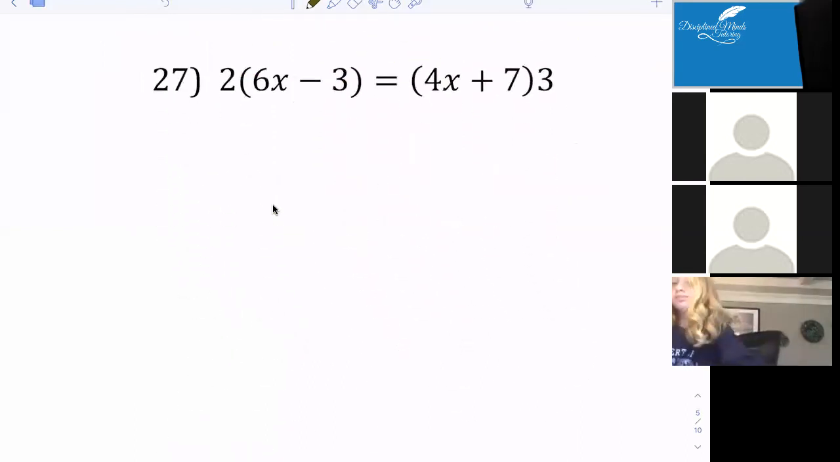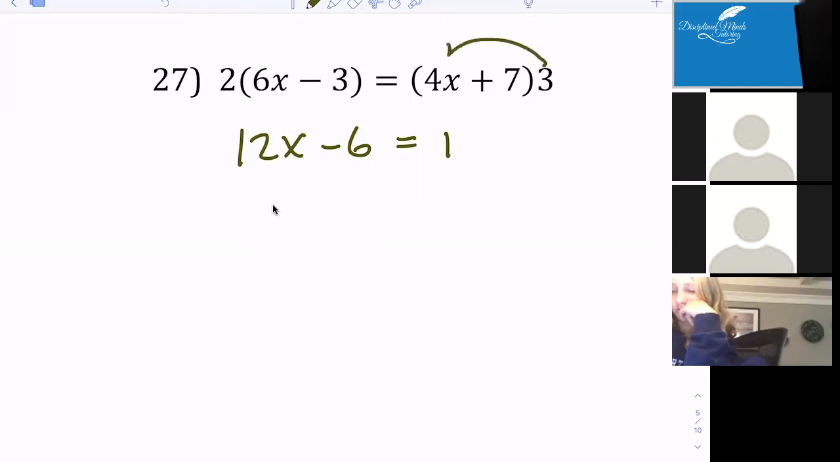Mr. Danzy, go. Okay, so first you would distribute, right? So you have 12x minus 6 equals 4, the whole plus 4x plus 7. I just put the 3 at the end to try to confuse you. Okay, yeah. But you're still distributing a 3, right? So you do 12x plus 21.